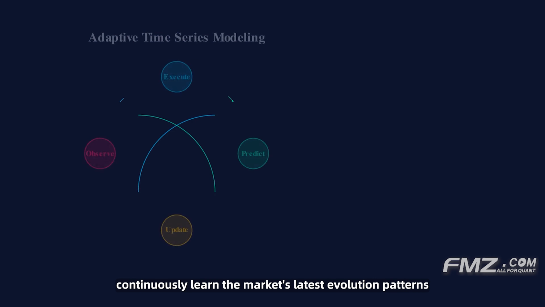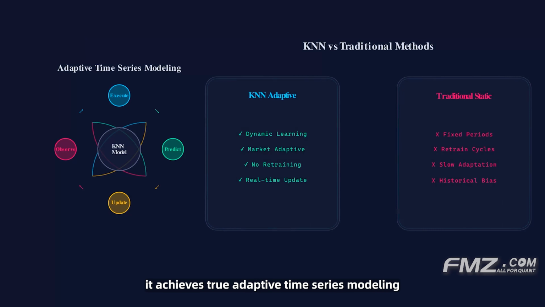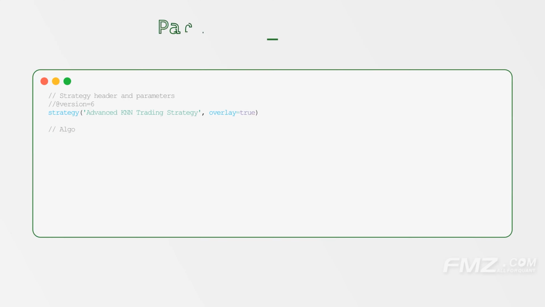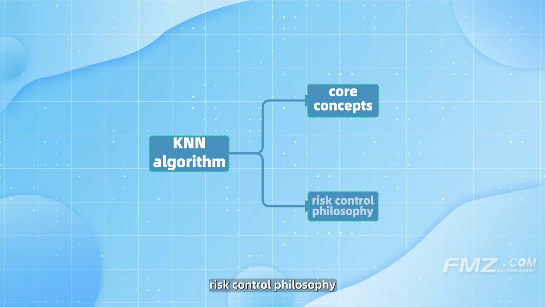This dynamic updating mechanism lets the strategy continuously learn the market's latest evolution patterns. Compared to traditional static weight methods, it achieves true adaptive time series modeling. The parameter design reflects the KNN algorithm's core concepts and risk control philosophy.